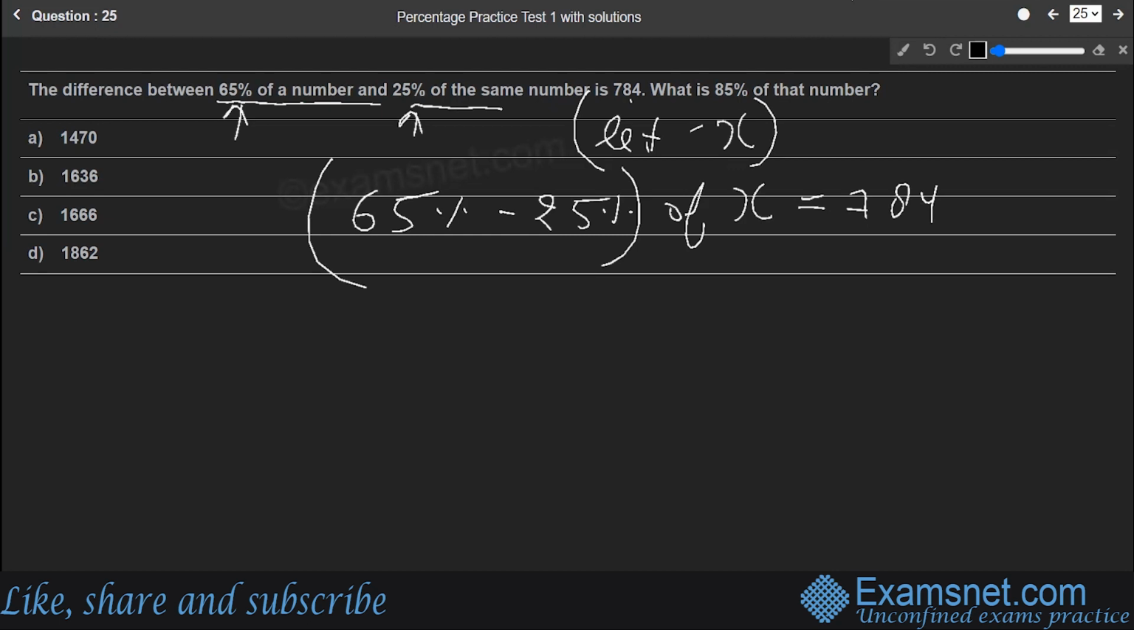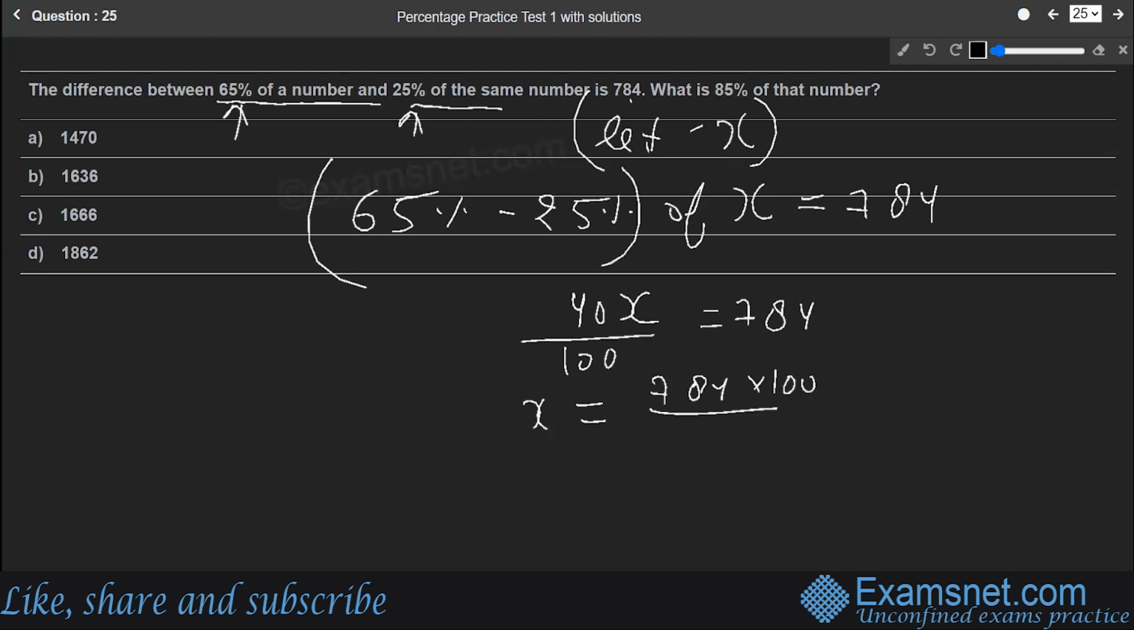How much is 65% minus 25%? It's going to be 40%. So we can clearly write 40x by 100 is going to be 784. From here we can calculate x as 784 multiplied by 100 divided by 40. So this is the value of the number x. We will not solve the complete expression for x here because he is not asking for the number. Rather he is asking something else. He is asking for 85% of the number.